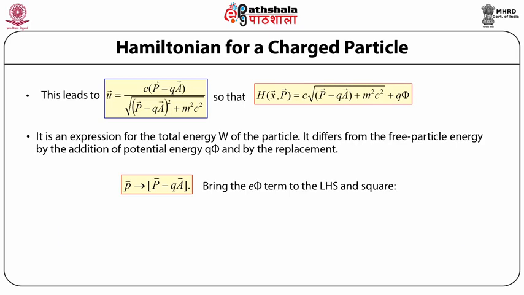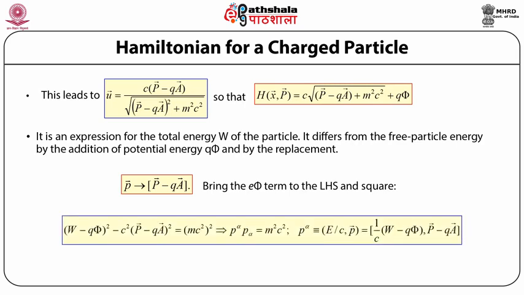Then we'll get (W minus q phi) whole square minus c square (P minus qA) whole square equals (m square c square) whole square. This is just the 4-vector scalar product, that is p_alpha into p^alpha equals m square c square, where p^alpha equals (E by c, p), or p equals (W minus q phi) by c, and P minus qA.